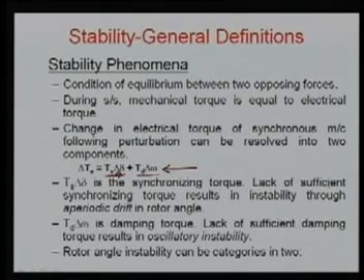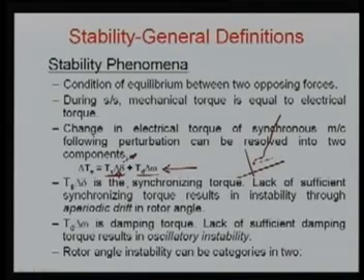So, the lack of sufficient synchronizing torque results in instability through aperiodic drift in the rotor angle. It means if there is a lack of synchronizing torque Ts, then it will give a change in delta which keeps moving and is aperiodic. The system may go like this, and it will not be oscillatory in nature. So, it is an aperiodic drift, an aperiodic change.